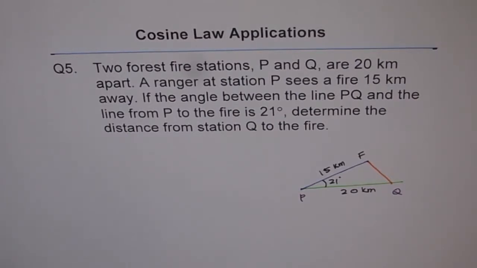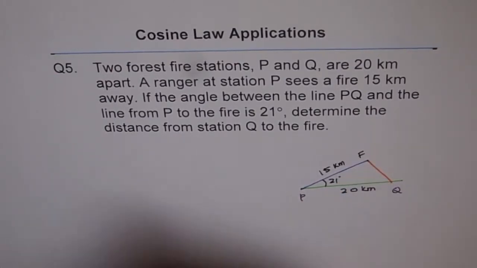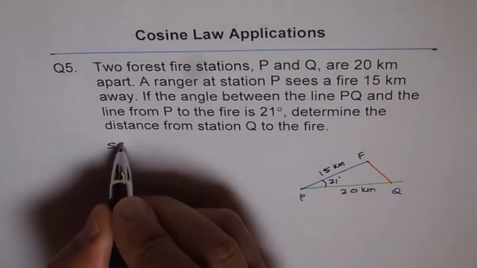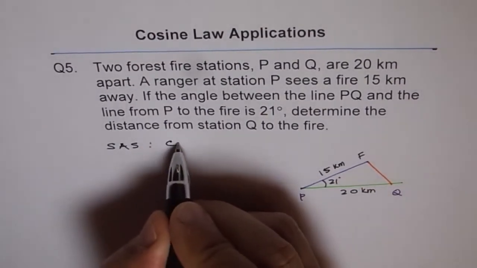So what is cosine law? We'll use cosine law and find this. Since we have a situation where you see side angle side, right? I'm repeating this so that you kind of get it. So we've got to use cosine law.